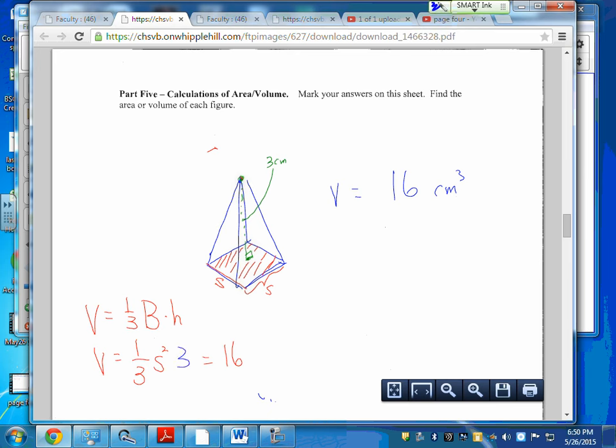So we have 1/3 S squared times 3. The 1/3 and the 3 cancel. We have S squared is 16. So S has got to be equal to 4. I'll try to make this so that they work out to be nice. Occasionally you'll get some irrational numbers with radicals, but that one wasn't too bad.